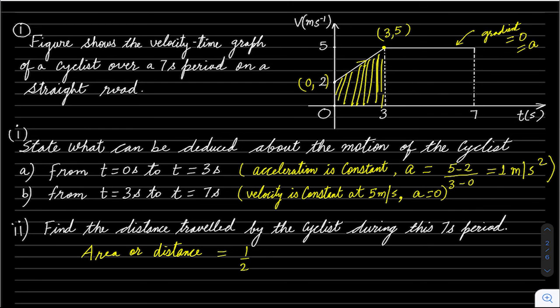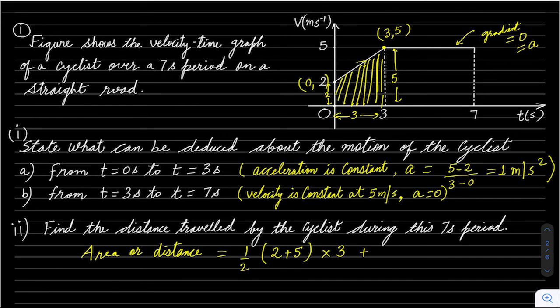The trapezium area is half the sum of the parallel sides. The first height is 2, as you can see here, and this height is 5. So half of 2 plus 5, into the distance between these heights, which is 3. So half of (2 plus 5) into 3 is the area of this trapezium. That is, from 0 to 3, it has covered this much distance.